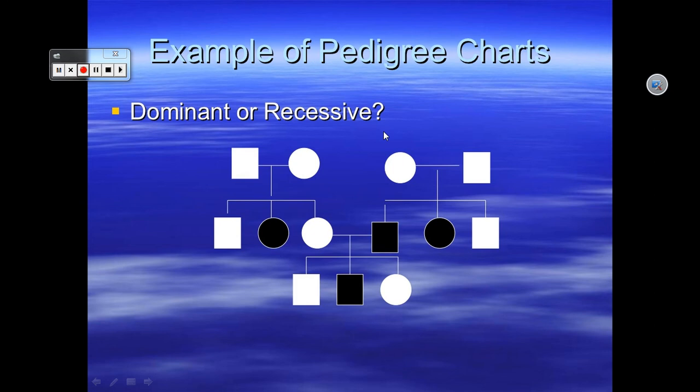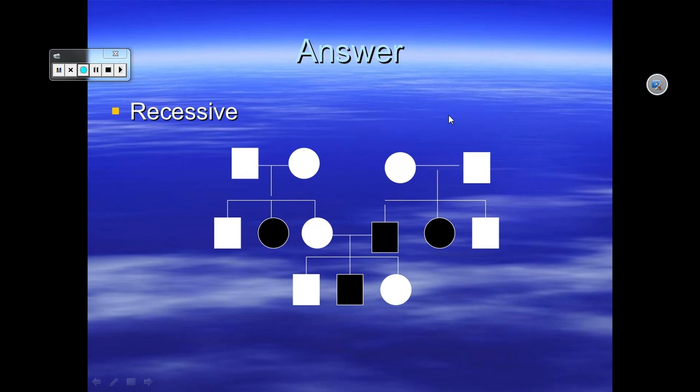All right, how about this? Is this dominant or recessive? So we're looking at the first generation on this line, and there are no shaded figures. This line does, and this line does. So you can see that it skipped a generation. So the only way for it to skip a generation is if all of these parents are heterozygous. So the answer to this question would be recessive.